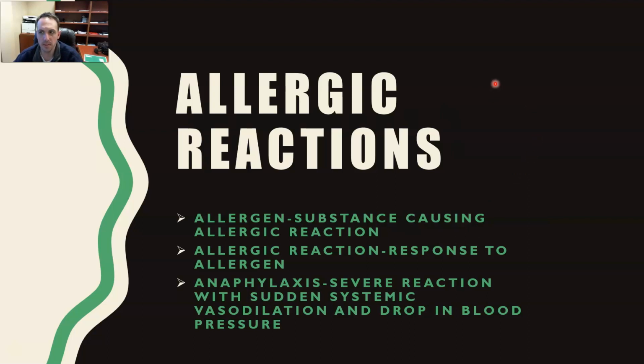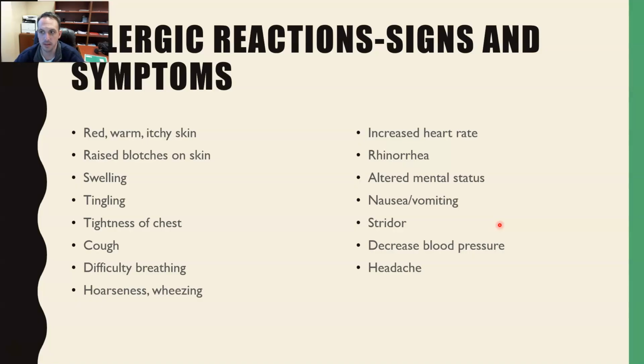asthma. So the first specific condition that we're going to look at is allergic reactions. And so we've looked at this a little bit before as far as allergens, right? It is going to be any sort of substance that causes that allergic reaction, and that allergic reaction is just the response to the allergen. And we're most concerned about this when it becomes an anaphylactic reaction, where we get a drop in blood pressure because of a systemic vasodilation, right, with that, and it can affect airways and different components.